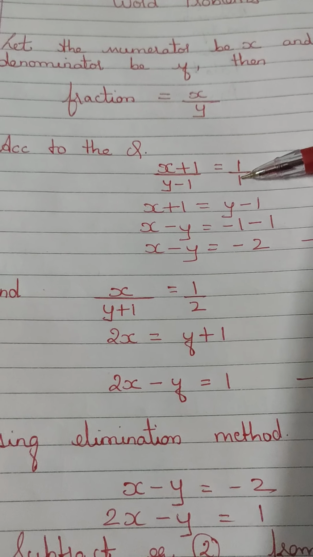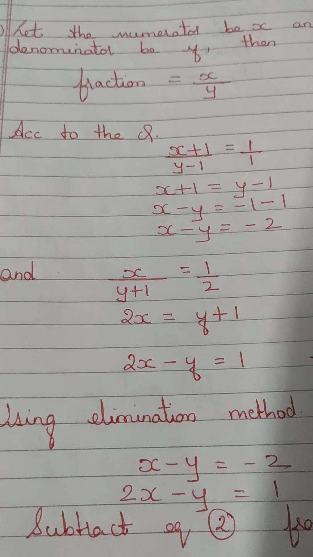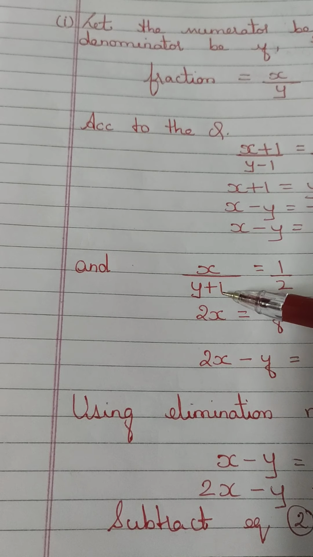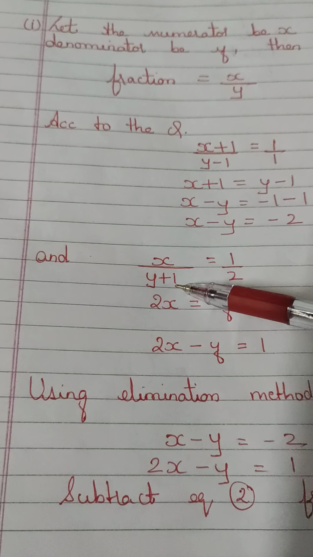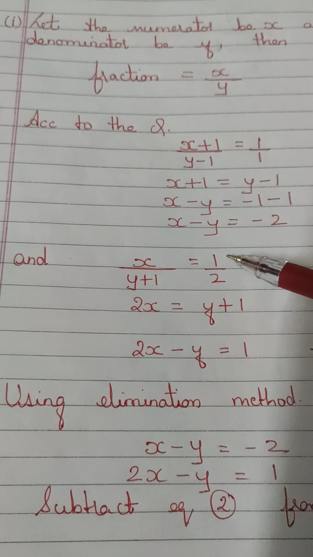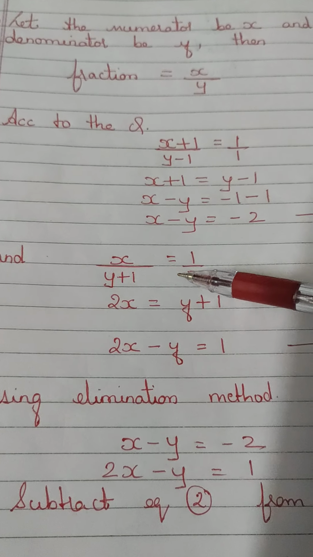In the next case he is saying that if we only add 1 to the denominator, the numerator is x and we are adding only 1 to the denominator, so y plus 1. The fraction becomes what? It becomes 1 upon 2. So this was the first condition and this was the second condition.